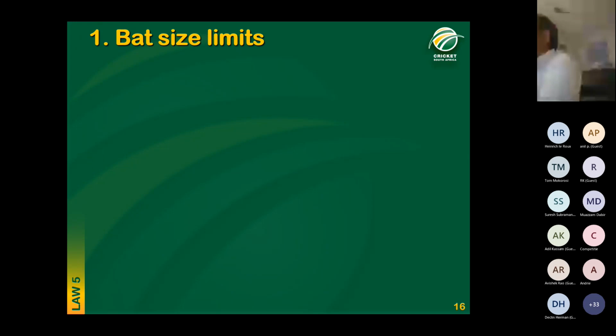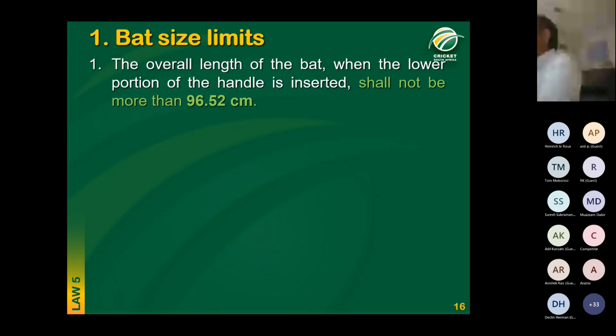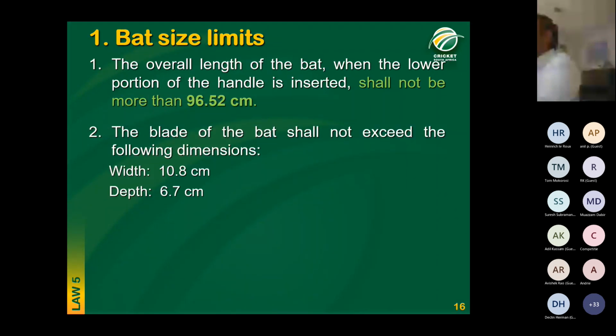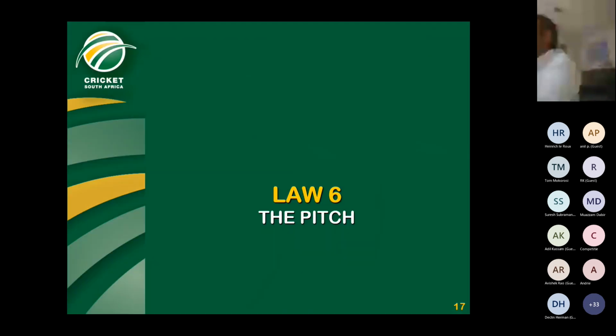The bat. So what are the bat size limits? The law tells us that in terms of the overall length of the bat, it shall not exceed 96.52 centimeters. And there are other dimensions in terms of width, depth and edges: 10.8, 6.7, and 4 respectively.